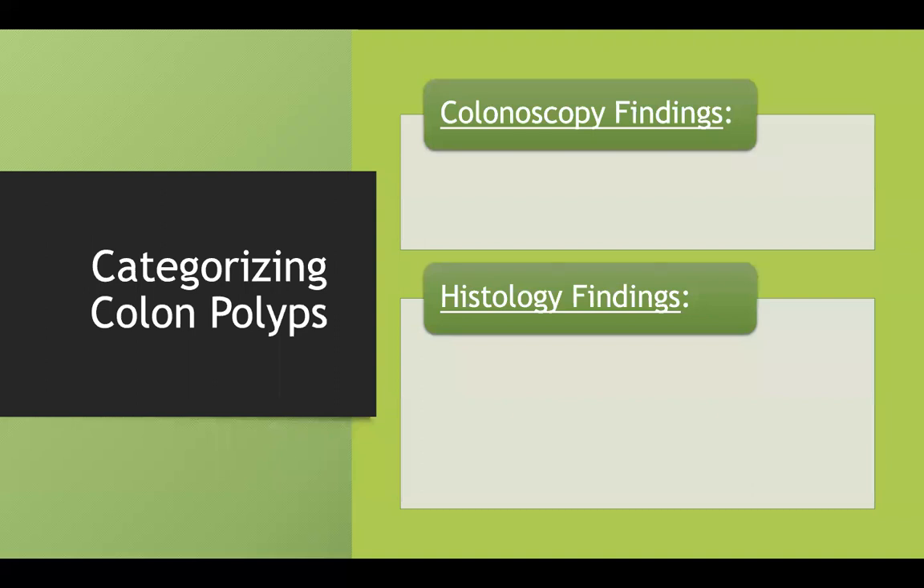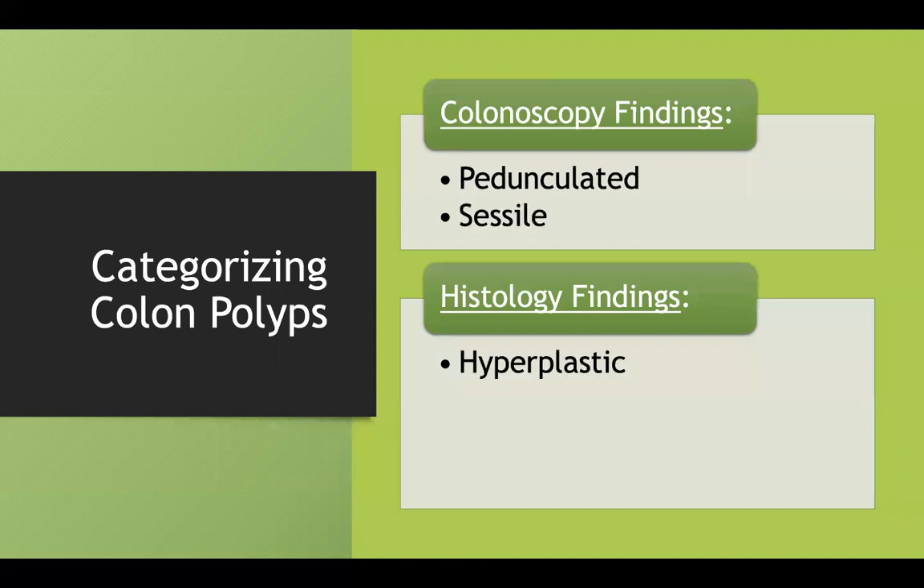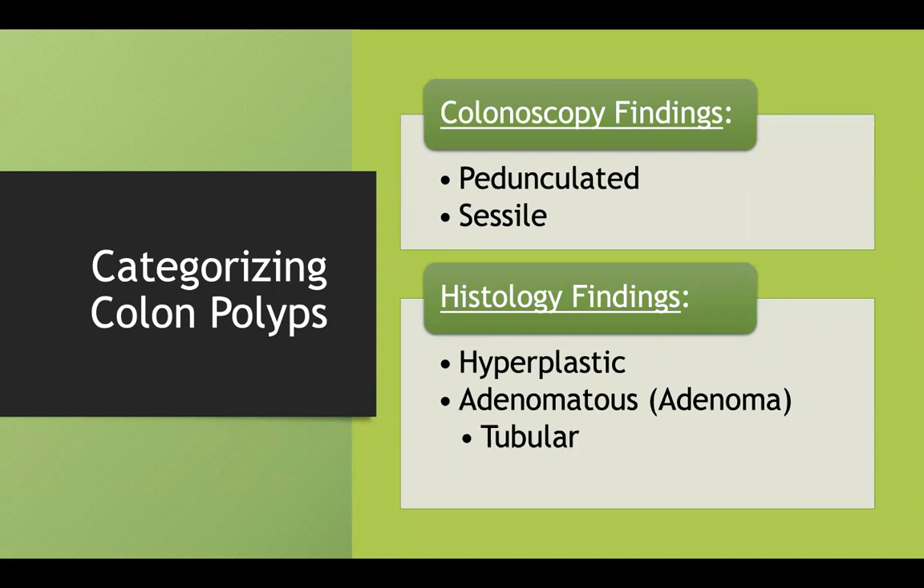So there are a few different ways to categorize these polyps. You can categorize them based on what you see on a colonoscopy, and that could be pedunculated or sessile. You could also categorize them by what you see under the microscope. So you can get hyperplastic polyps, adenomatous polyps, and of the adenomatous polyps, you can have a tubular polyp, a villous polyp, or a tubulovillous polyp. So there are a few different ways to categorize them, and I want to break this down to make it easy for you to understand.